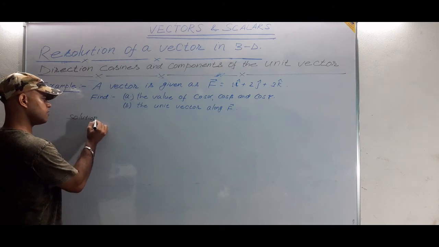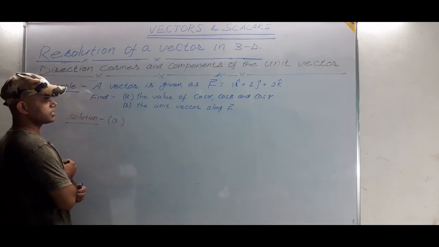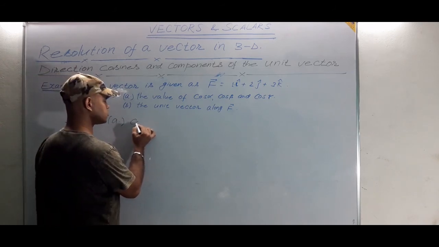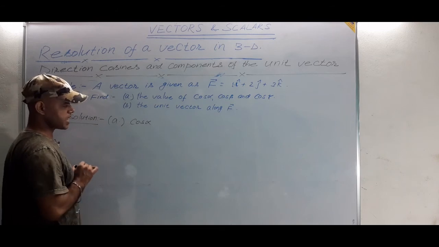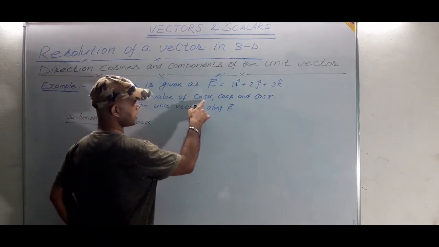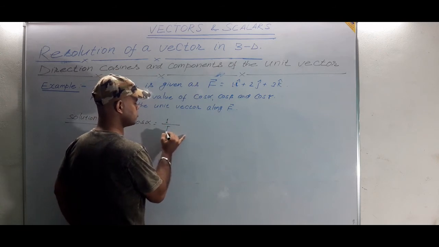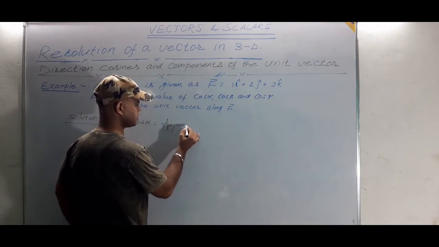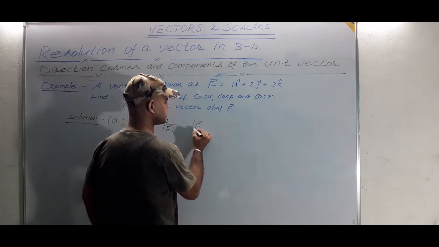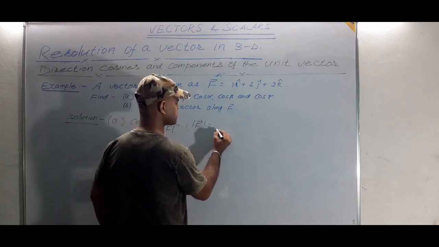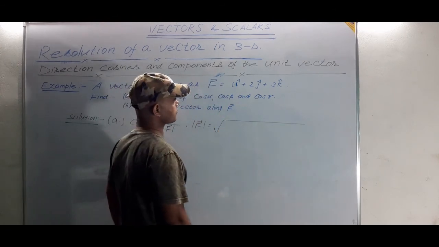Alright, so let's look at question number 1, the value of direction cosines. So first of all, cos of alpha. Alpha means the angle with respect to the x-axis the vector makes. So cos alpha will be the x component of the vector upon its magnitude, right? And what is its magnitude? So the magnitude of the vector f can be calculated as the root of the sum of squares of its components.